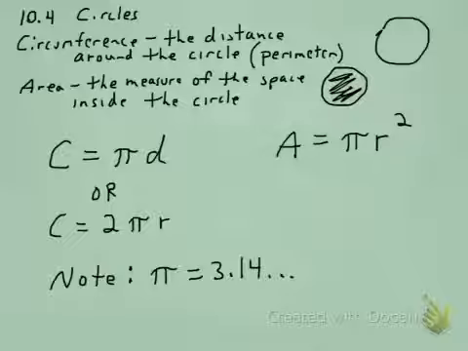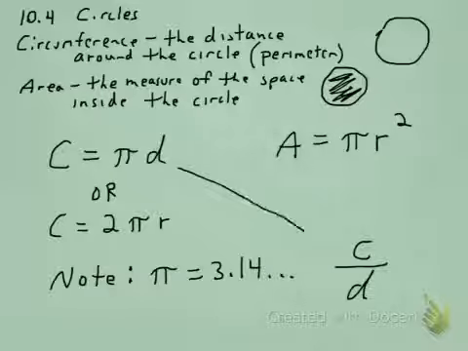Getting back to pi a minute, the way that ratio came to pass is because no matter how big or small your circle is, if you take the circumference and divide by the diameter of the circle, notice that's coming from this formula right here, it will always come out to pi. If I have a small circle, if I have a big circle, it's going to always come out to pi if you take the circumference of the circle and divide by the diameter.